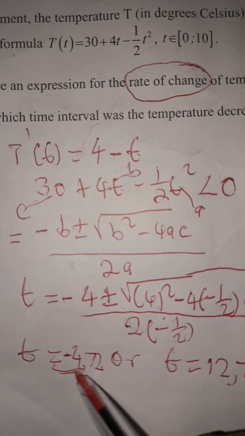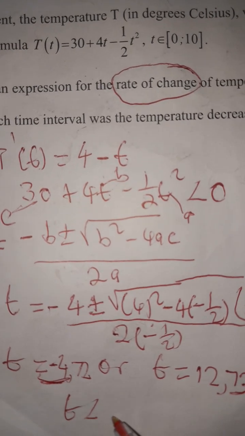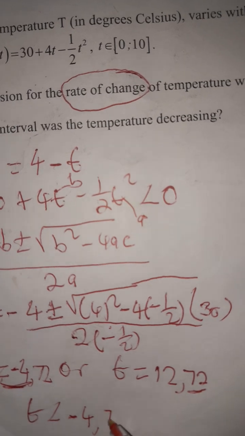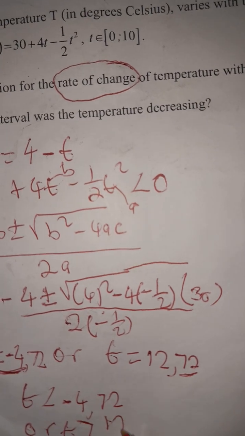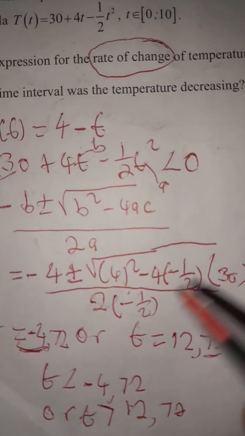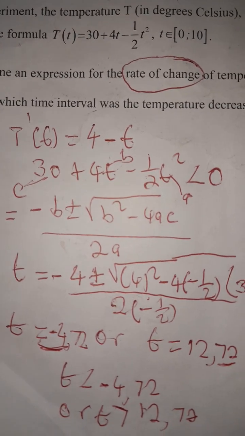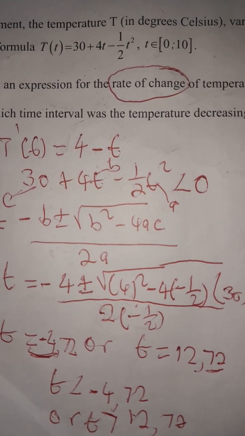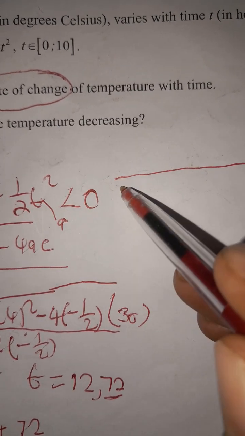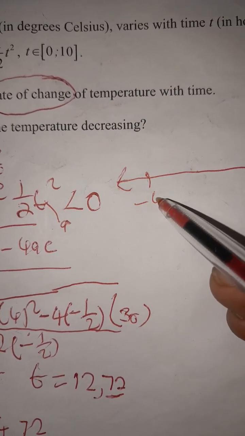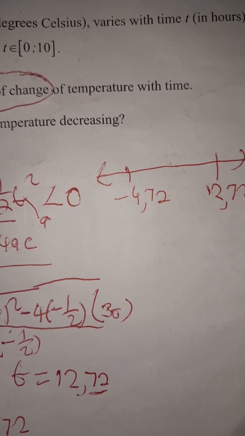They said during which time interval was the temperature decreasing. So between these two times our temperature was decreasing: when t is less than negative 4.72, or when t is greater than 12.72. So this is the time interval that we are going to have. Since they talk about the time interval, you can use critical values, guys. You can also use the table of signs to verify your answers, right? Where we are going to place negative 4.72 on this side, and here we place 12.72.